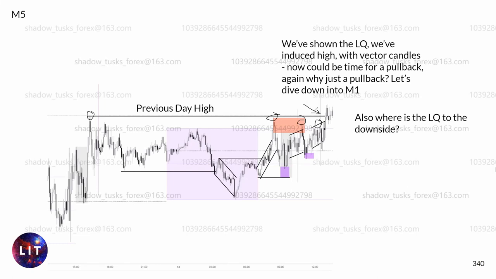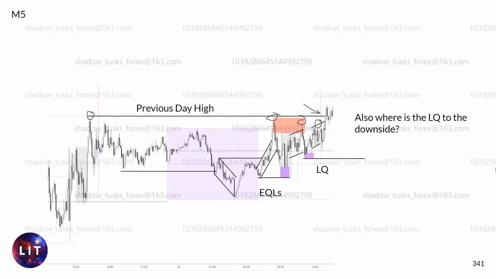Obviously, we should know why it's just a pullback, but let's first think about where our liquidity is to the downside. So we've got, yes, this was a break of structure and a little minor inducement, but looking at it now, it's relatively equal lows. Then obviously our next liquidity point is also here because we've got multiple taps. You know, this is a nice support zone, also a structural point.